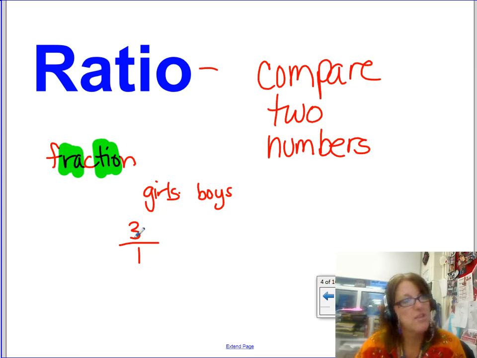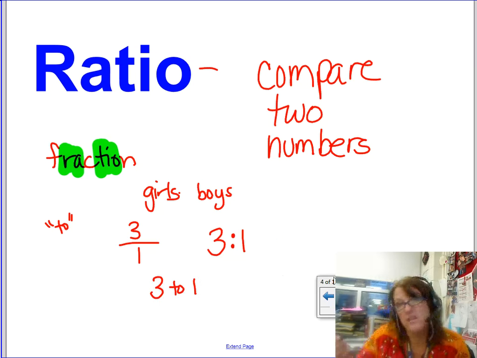And we'd call that either 3/1, or sometimes we use the word "to", T-O, not the number 2, so 3 to 1, girls to boys. Sometimes we might use a colon, so you might see the two dots like this, 3:1. Sometimes we write ratios that way. And sometimes we might just write it in words, 3 to 1. All of those mean the same thing.